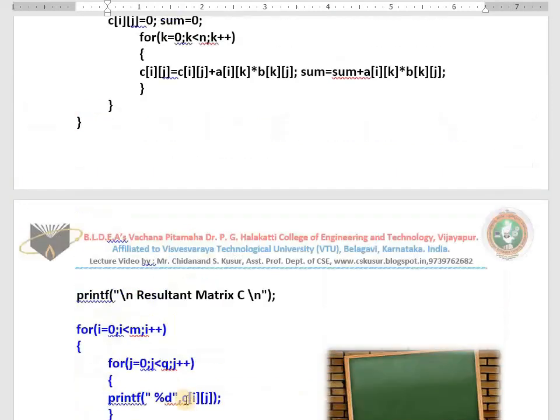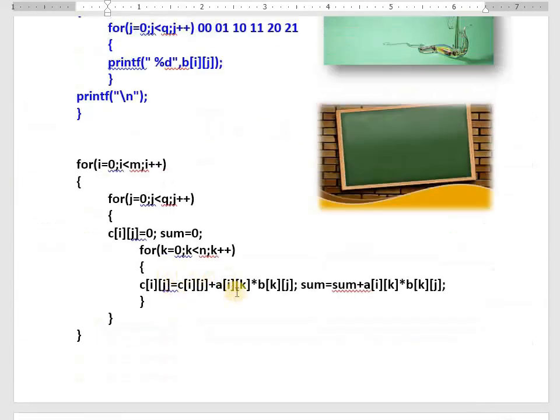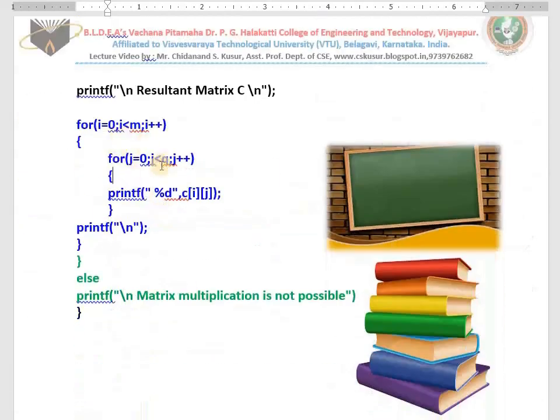I told you to remember C of ij equals C of ij plus A of ik into B of kj. Just learn this statement by heart. Remaining everything you can write on your own. How to calculate? i less than m, j less than q, because the order of the resultant matrix is m by q. While printing also m by q. I hope you have understood.